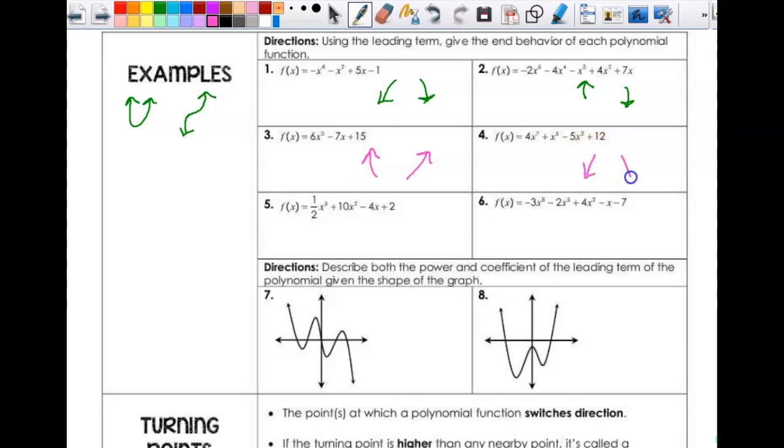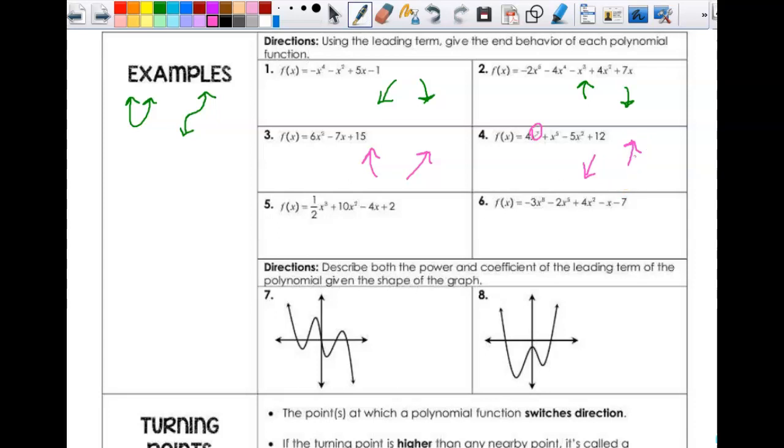Down, down. What's this number right here? 7. Is that even or odd? Odd. Odd goes with the odd numbers with cubic. Don't look at the 4. The 4 doesn't matter. Okay. It is, so it is down, up. Make sense? Okay, good deal. That's why we're doing these.